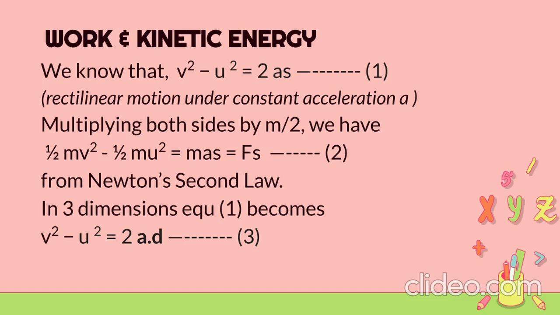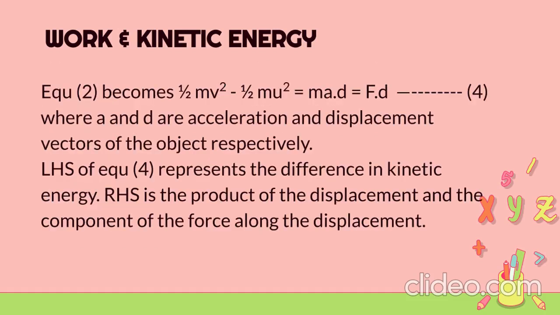If we extend this equation to 3 dimensions by using vectors, the equation reads v squared minus u squared equal to 2a dot d, where a and d are the acceleration and displacement vectors of the object respectively. Again, if we multiply both sides by m by 2, we will obtain half mv squared minus half mu squared equal to m into a dot d, which is equal to F dot d.